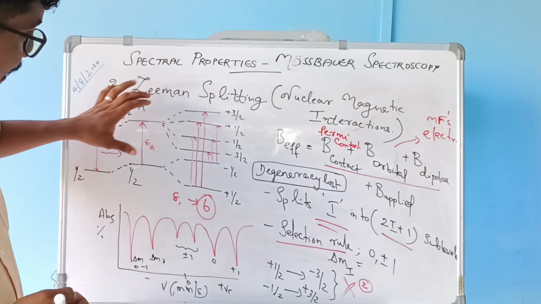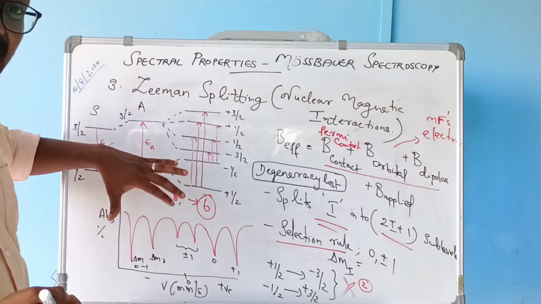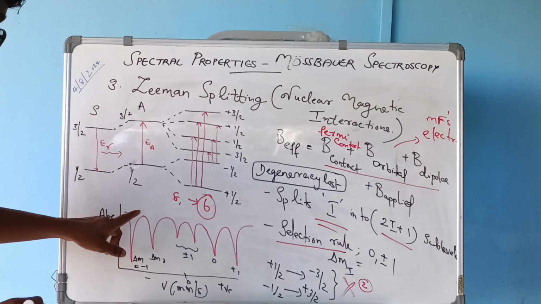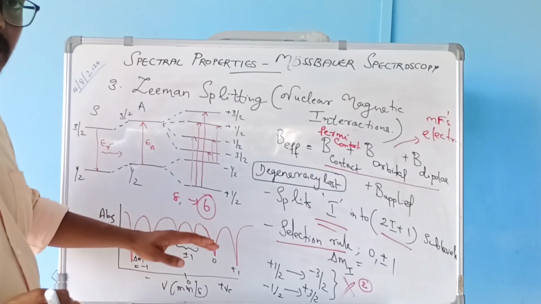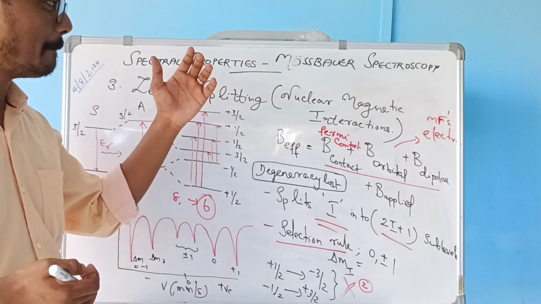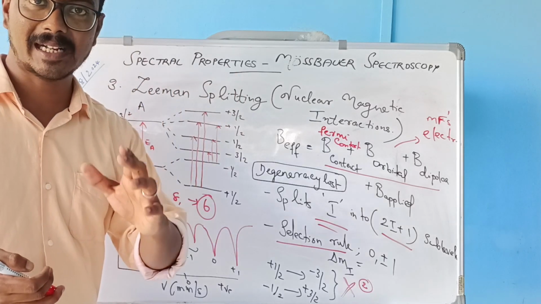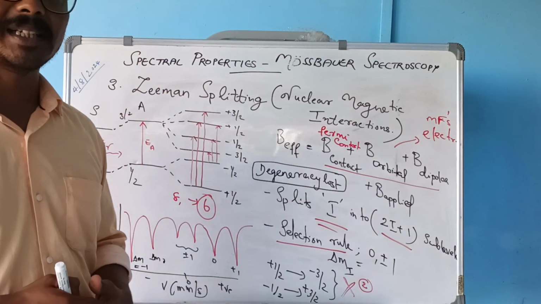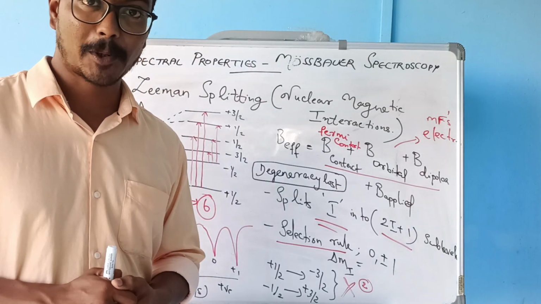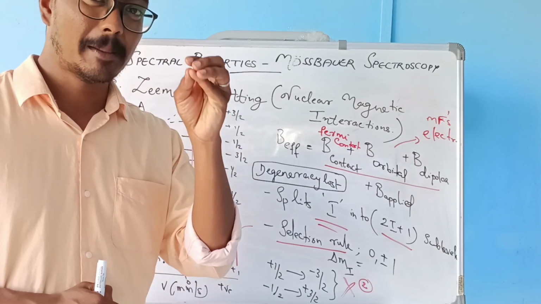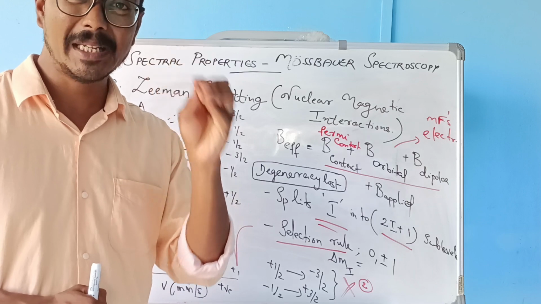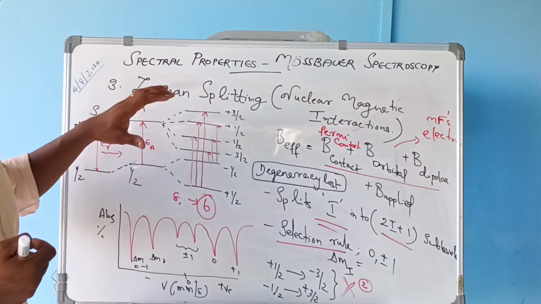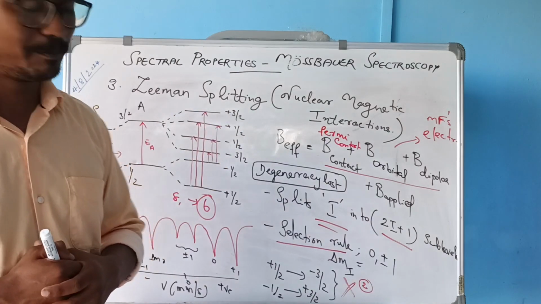So the spectra will provide a sextet spectra, and we can see that each trough gives separate information on the magnetic property of the corresponding nucleus. So from the Zeeman or nuclear magnetic interaction, we can infer the magnetic properties. Even minimal magnetic property can be obtained from the spectral result of MÖSSBAUER spectroscopy.